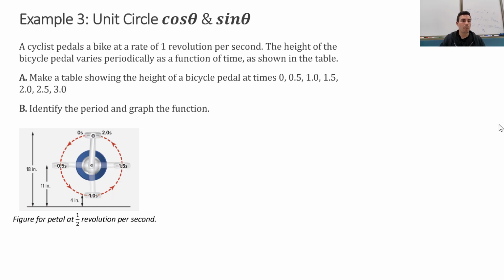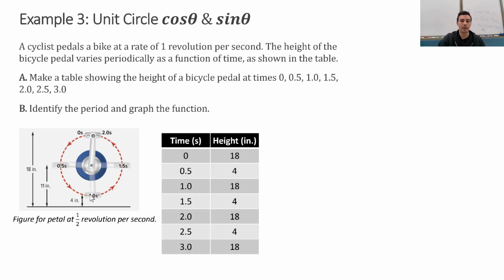Okay. So all we need to do, knowing that this is 1 revolution per second, right? If it starts off up here at 18 inches, where would it be at a half second? Well, I know it's going to be back at 18 inches at 1 second. So where would it be at a half second? It'd be halfway through that revolution. So that would then be here at 4 inches of height, okay?